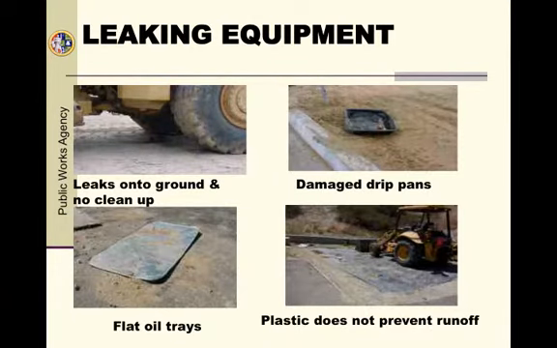For leaking equipment and any kind of equipment, vehicles that are idle, they need to be placed over top of drip pans, and those need to be functional drip pans. For instance, here you'll see in the top left there's leaks on the ground, top right there's damage to the drip pan, so it's ineffective, and the flat oil trays in the bottom left, well obviously oil's going to hit it and just sheet off. Same with the plastic on the bottom right. There's no berm around it, so any kind of oil, any kind of things that come off of those vehicles is going to sheet flow off of that and become a pollutant on the site.